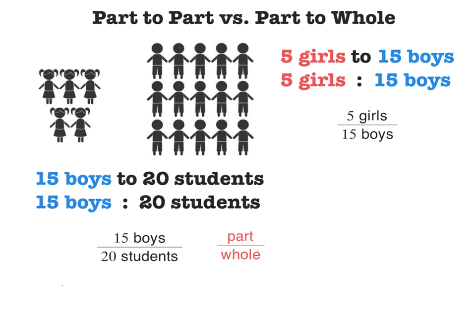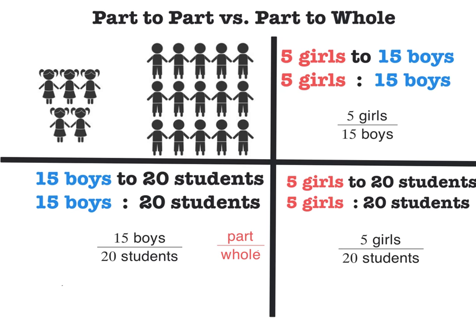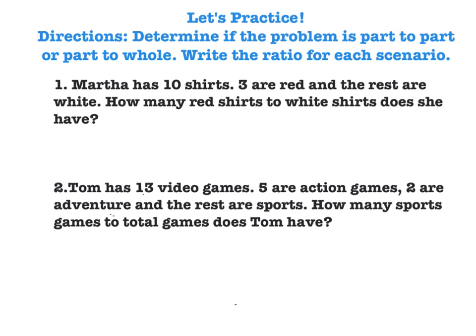Welcome back. Now check your answers to what you said a ratio of girls to the whole class would be. You should have written 5 girls to 20 students, 5 girls colon 20 students, or 5 girls over 20 students. Now let's practice. The directions say determine if the problem is part to part or part to whole. Write the ratio for each scenario.